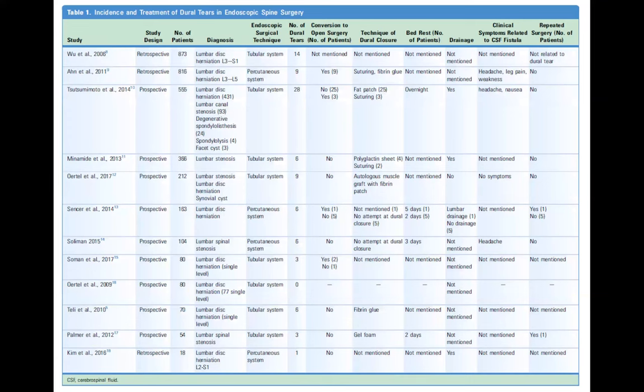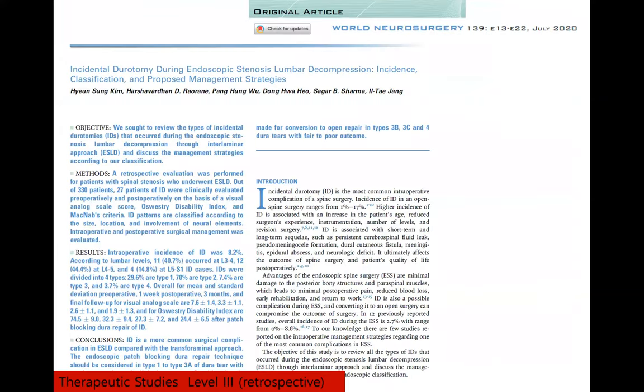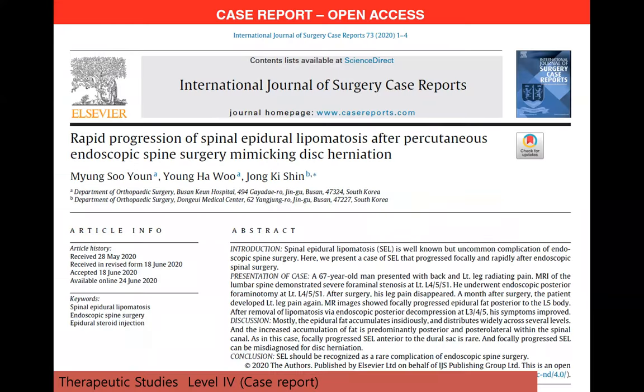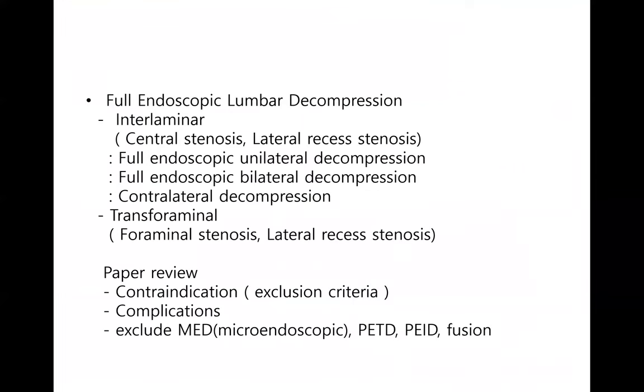Already, many papers about dural tearing were reported. It is also a dural tearing paper. And the postoperative epidural lipomatosis has also been reported as complication. Because there are too few papers on contraindication and complications, I reviewed all papers on full endoscopic lumbar decompression and selected the papers containing contraindications and complications.